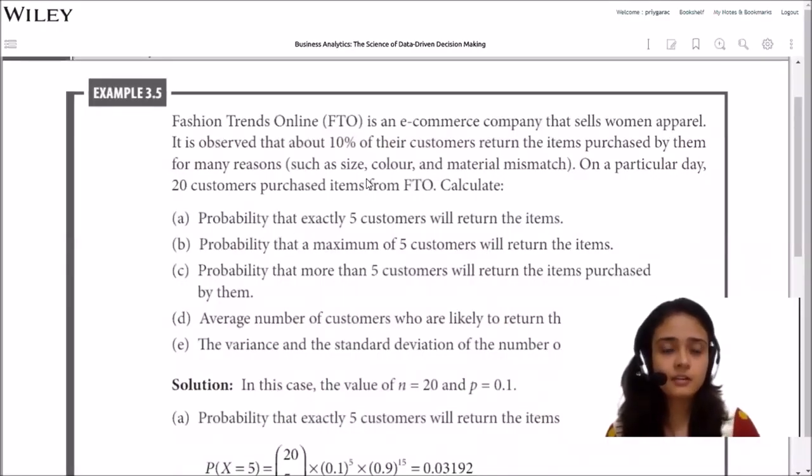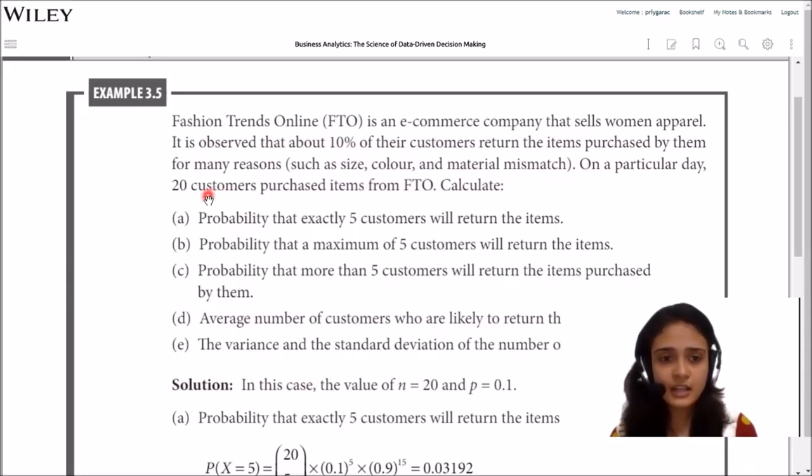So this is my example 3.5. Let's understand this example. Fashion Trends Online, FTO, is an e-commerce company that sells some products. It is observed that about 10% of the customers return the items purchased by them for many reasons. Out of 100 customers, only 10 customers are returning the purchased item for reasons such as size, color, or material mismatch.